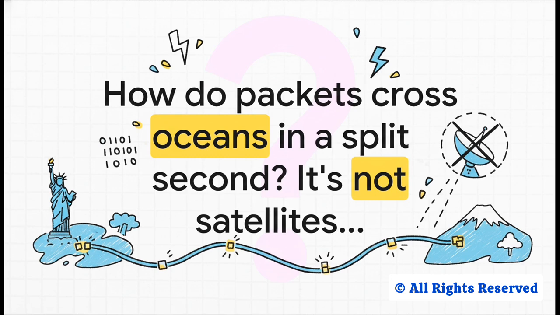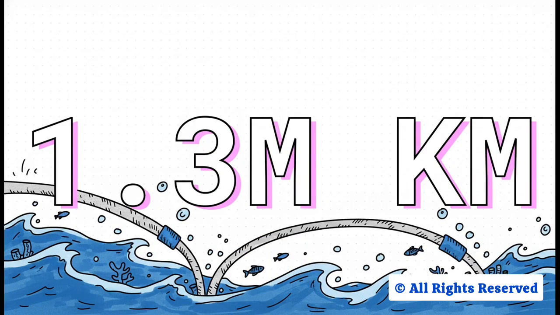A lot of people think it's satellites, beaming signals down from space. But that's actually one of the biggest myths about the internet. The real answer is way more down to earth. The truth is at the bottom of the ocean. Yeah, really. We, as in humanity, have laid over 1.3 million kilometers of fiber optic cables under the sea. That's the real backbone of our global internet.